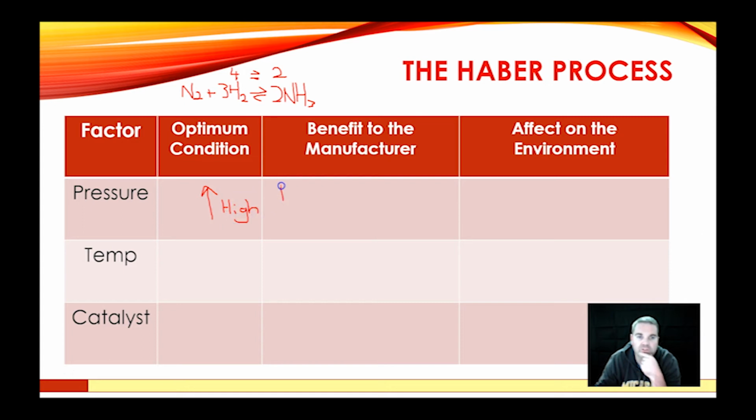The benefit to the manufacturer is an increased rate because we're increasing the concentration. Okay, and it's going to have an increased yield, simply because we're going to favour that forward reaction.